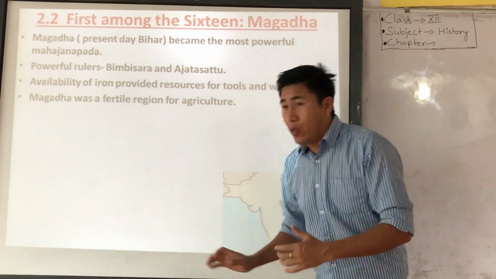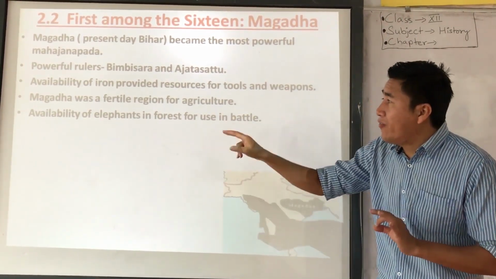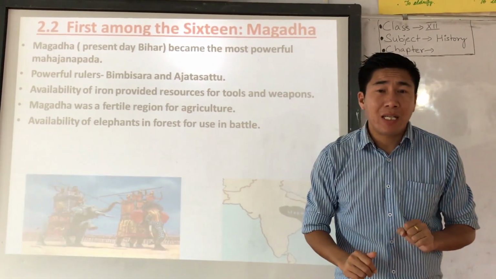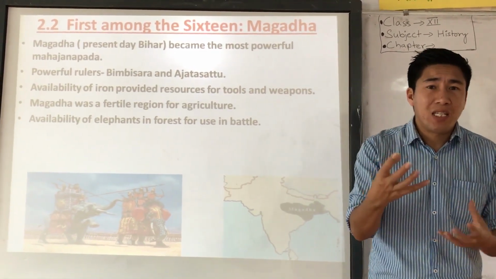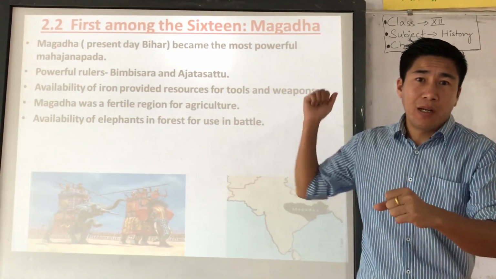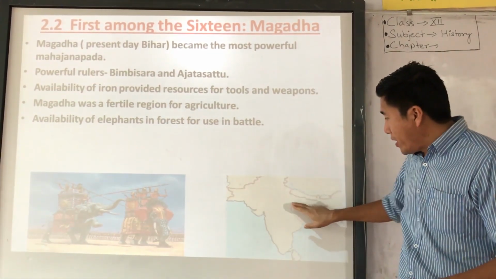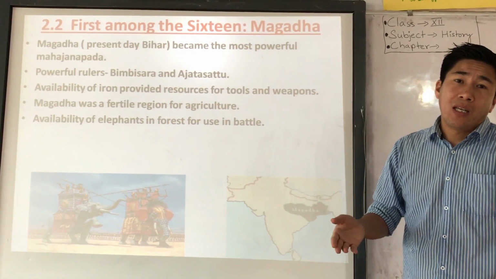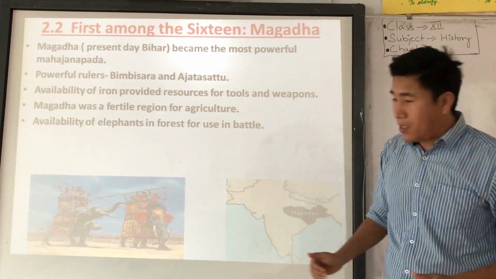And the next point, why it is considered the most powerful, is because of the availability of elephants in the forest, used in battle. See that picture, you have watched Bahubali, right? In many ancient stories like the Mahabharata, elephants were the key strategy used in battle. They ride the elephant and then attack from above. So it is very good. Elephants are very useful in war during that time. In this area there were lots of forests, so elephants were available there. So because of the elephants, they used them in battle. That's why they became one of the most powerful among the 16 Mahajanapadas.